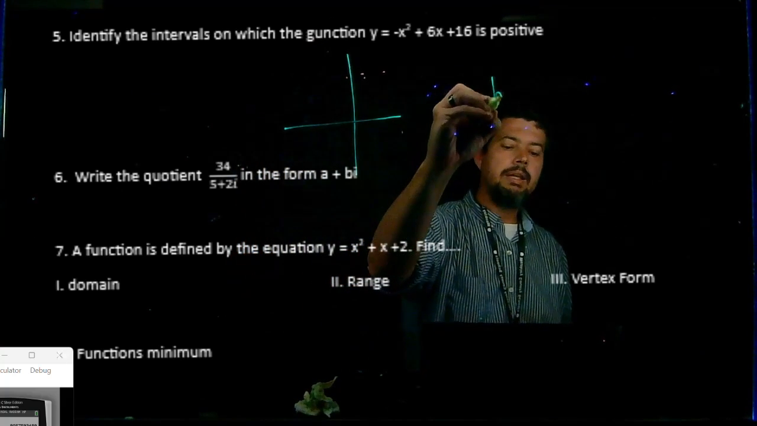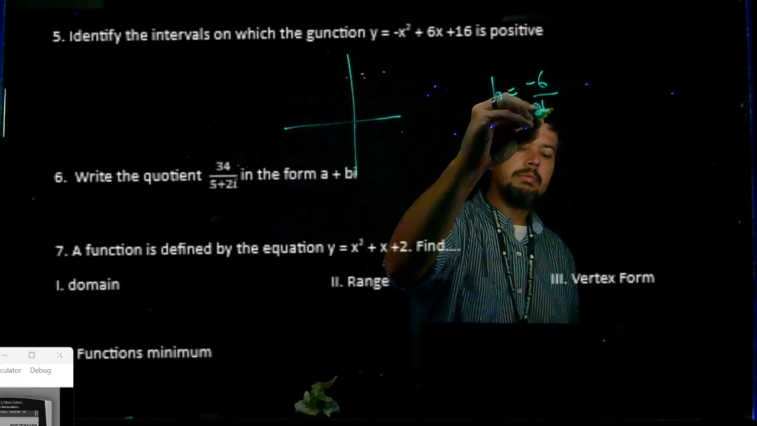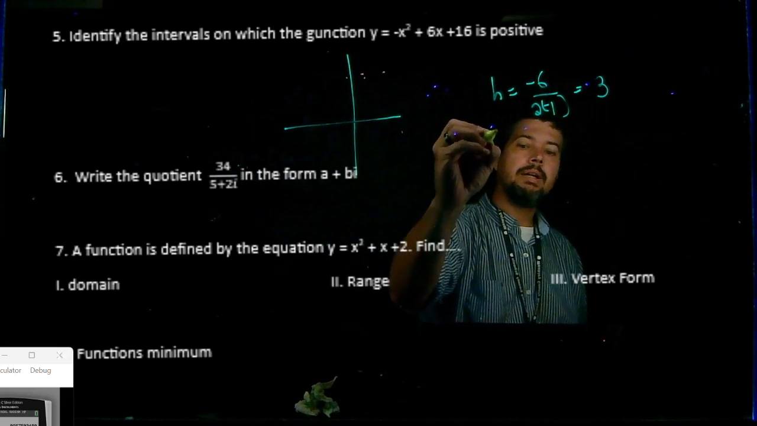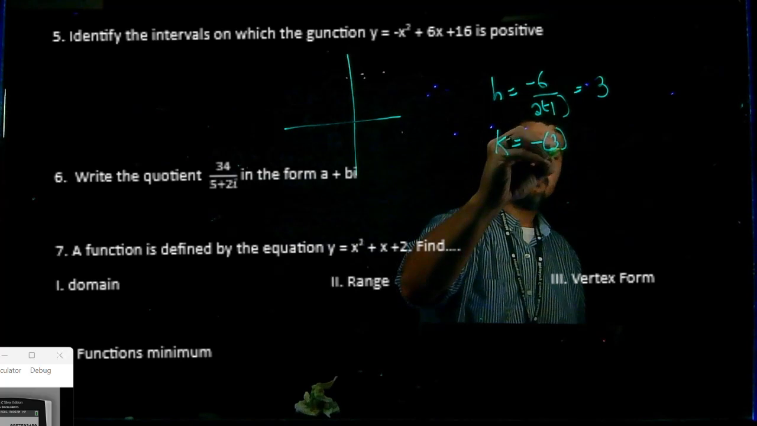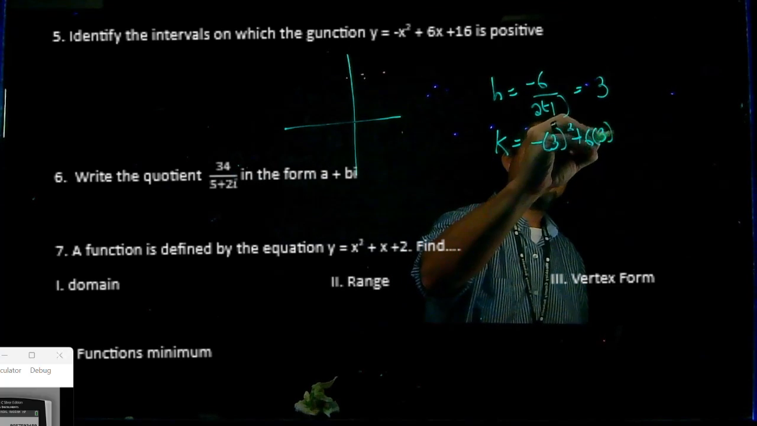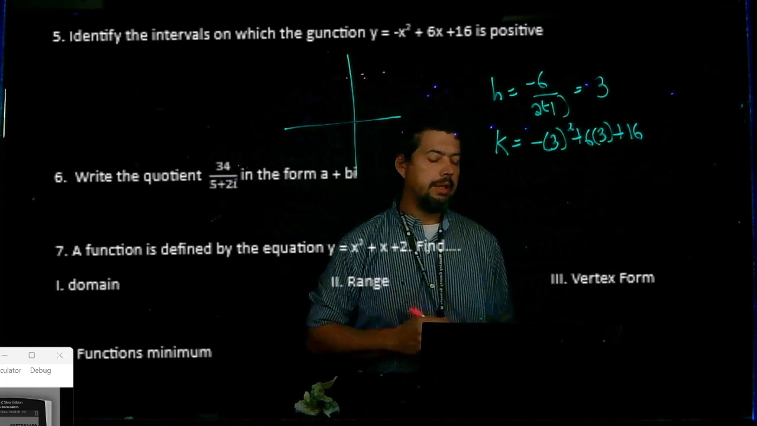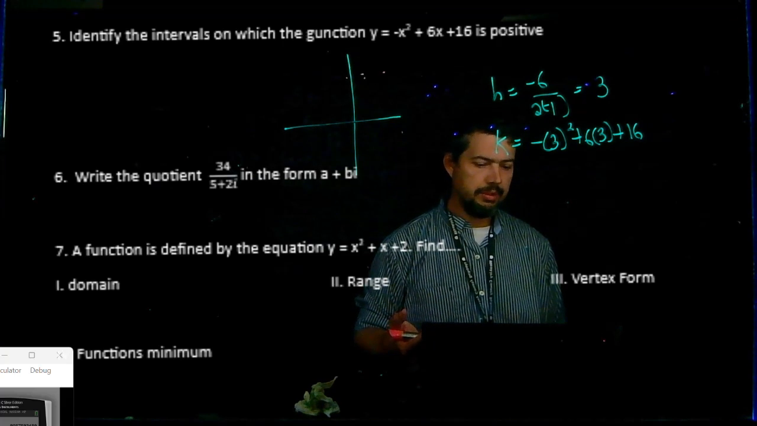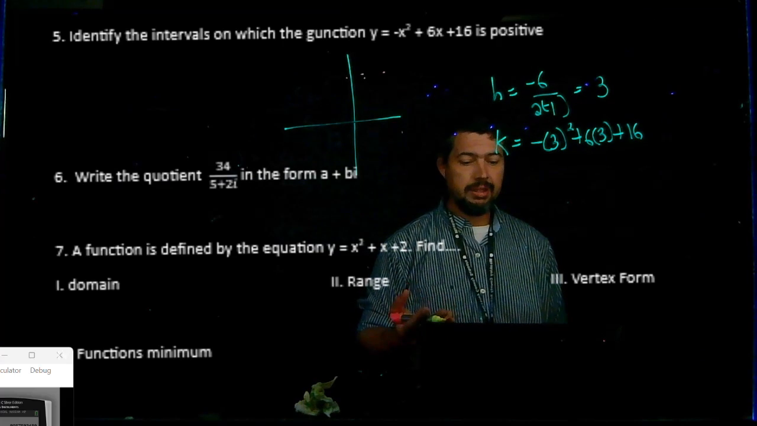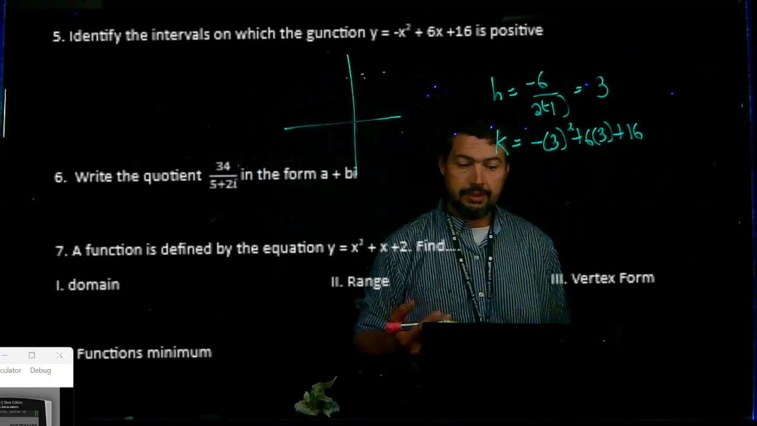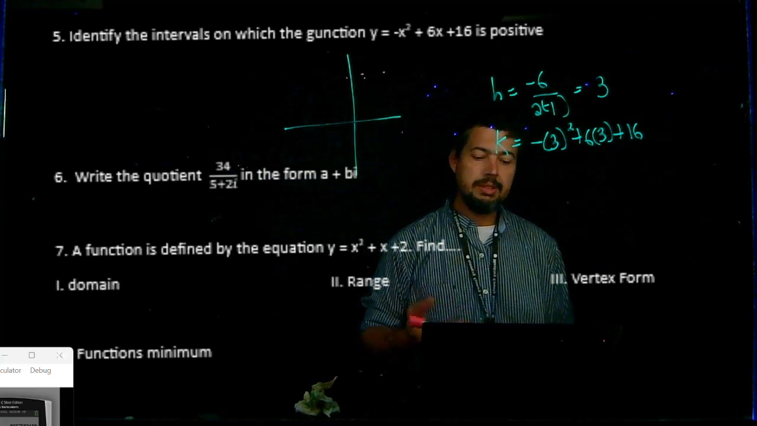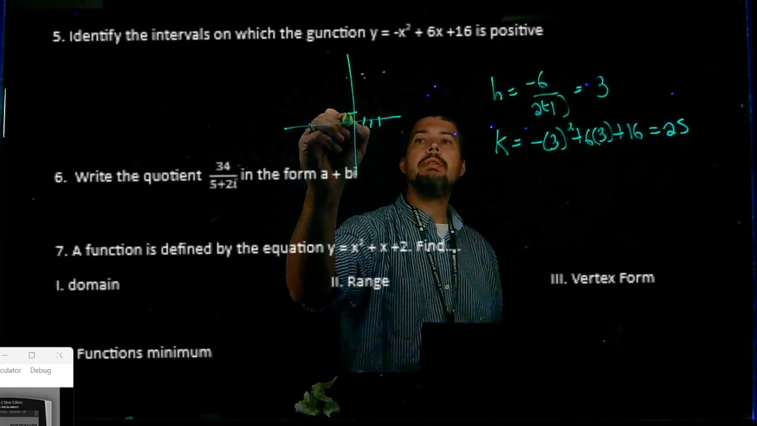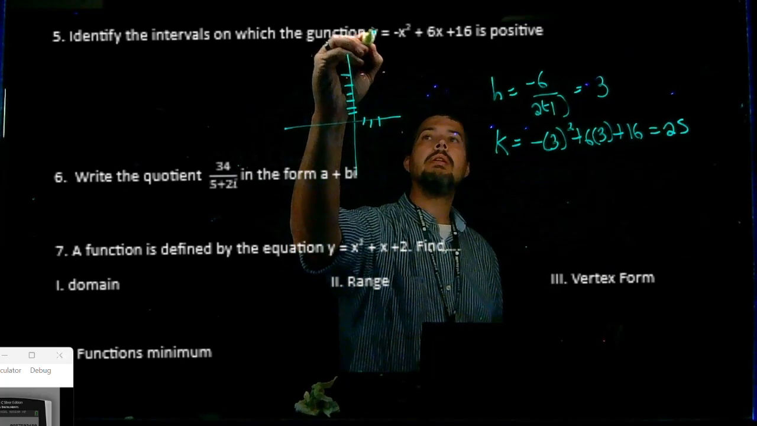Remember, your vertex h is at opposite b over 2a, and a was negative 1. That's negative 6 over negative 2, which is 3. To find k, we plug it in. And what do we have here? We have negative 9 plus 18, which is 9, plus 16, which is 25. Did that wrong, didn't I? Okay, it was right. So 1, 2, 3, a whole bunch of tick marks up there. It's 3, 25.